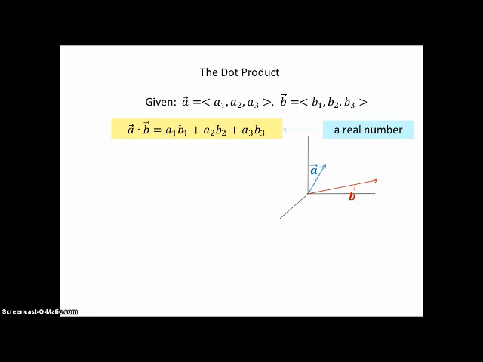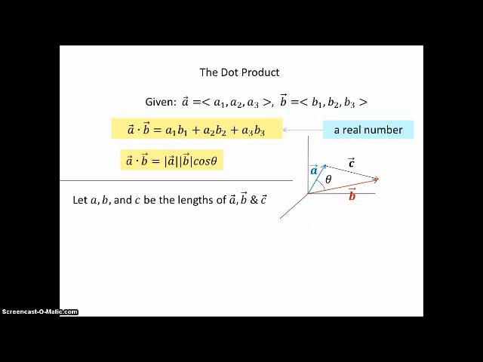Now you might think, well, what good is the dot product? Well, here's a picture of a and b, two vectors in 3 space. And there's an angle between them. And it turns out that the dot product is equal to the length of the vectors times the cosine of that angle. And so the dot product is handy in finding the angle between two vectors. So let's show you why that's true, kind of briefly. Let's draw a third vector connecting a to b.